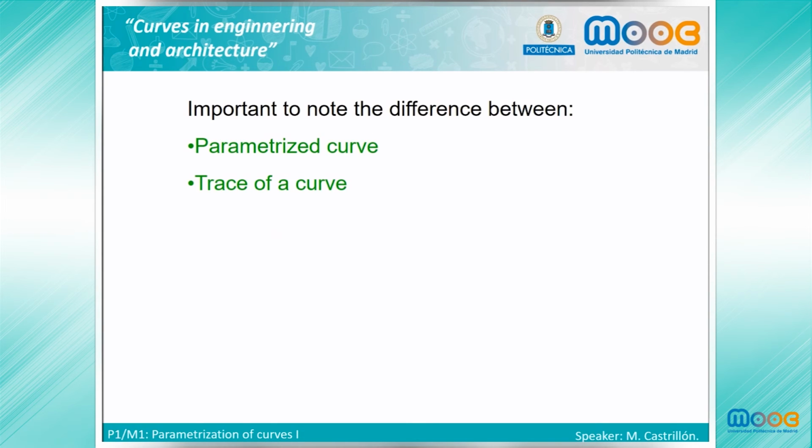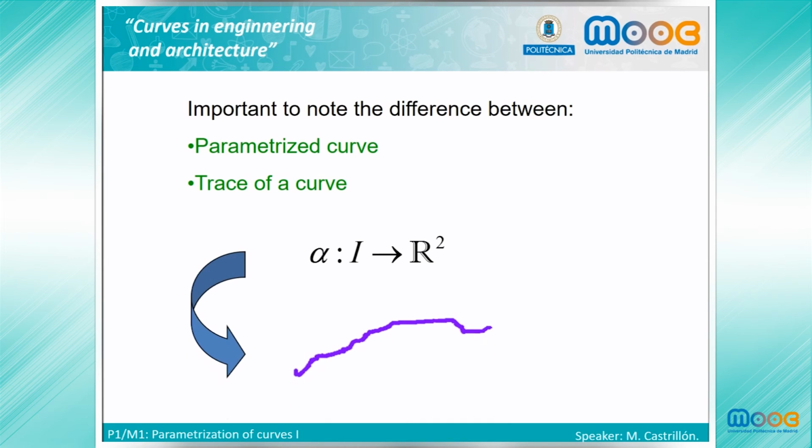It's important to note the difference between a parametrized curve and the trace of a curve. If one has a parametrized curve, that is a function from an interval to the plane, then the image of the interval is the trace. But if one has a trace, one doesn't recover the curve. In our example, if one has the rail line from Madrid to Barcelona, one doesn't know, for example, departure or arrival time.